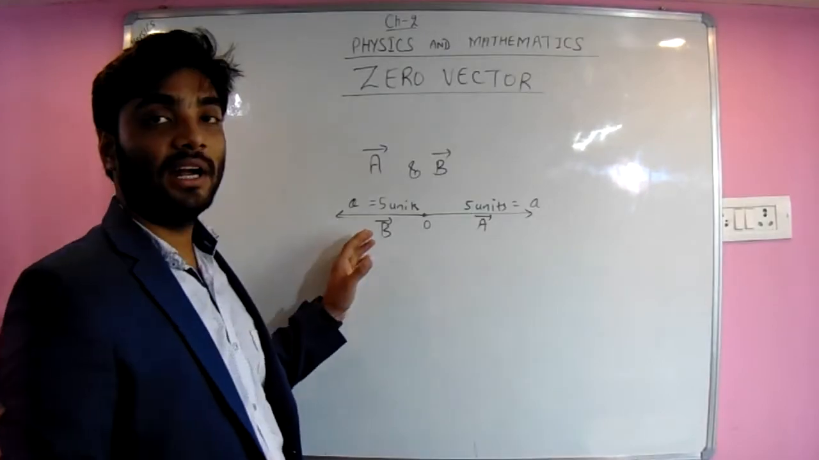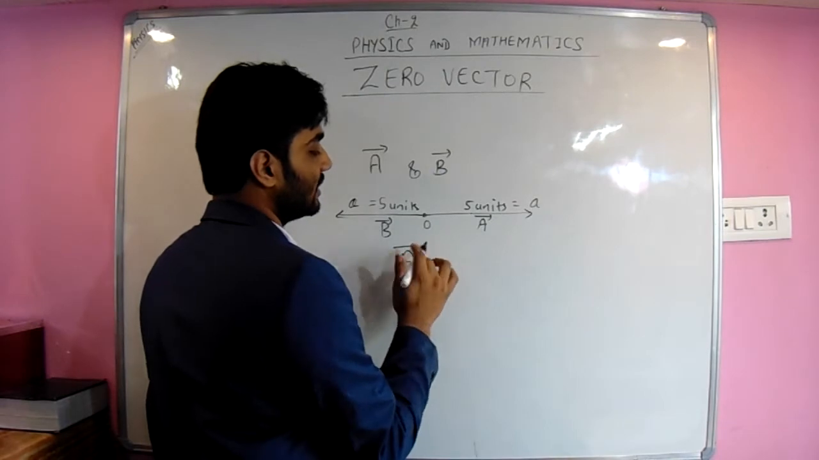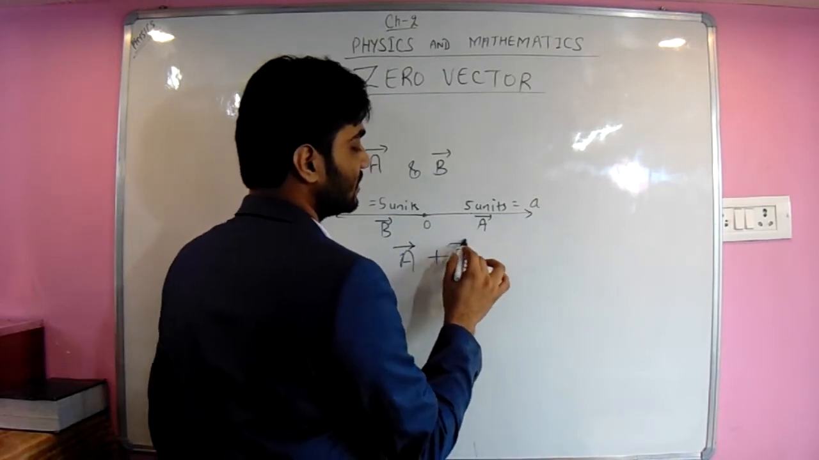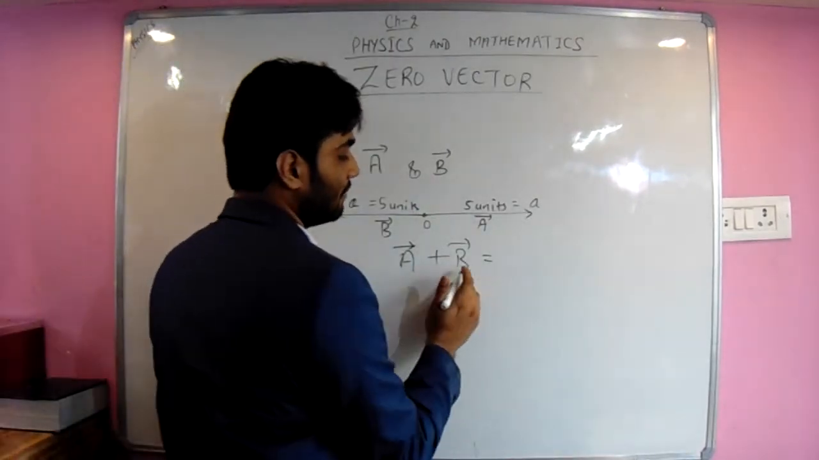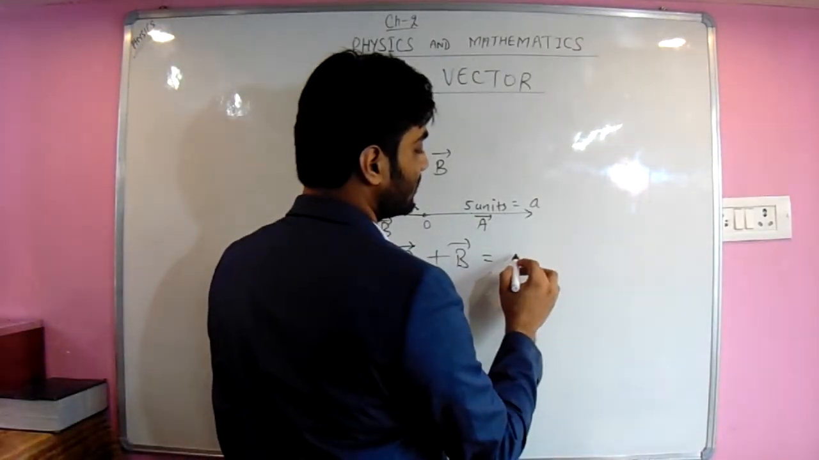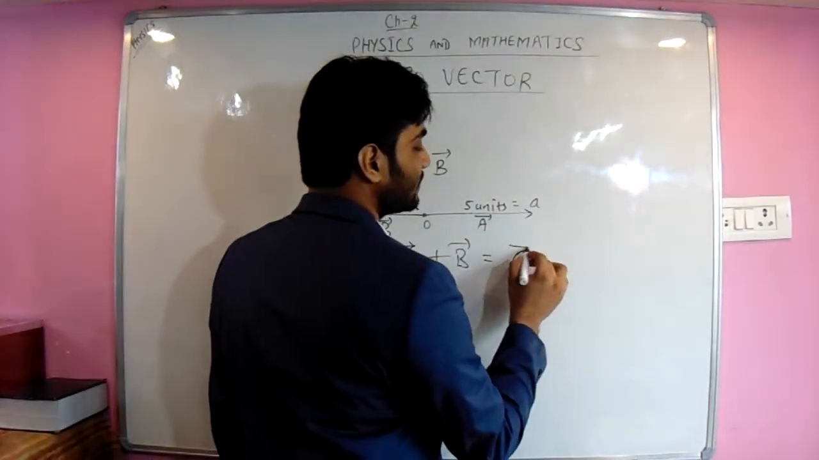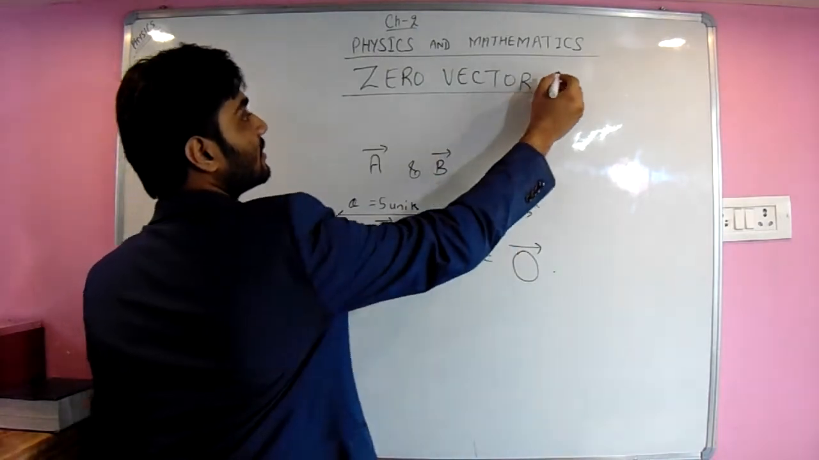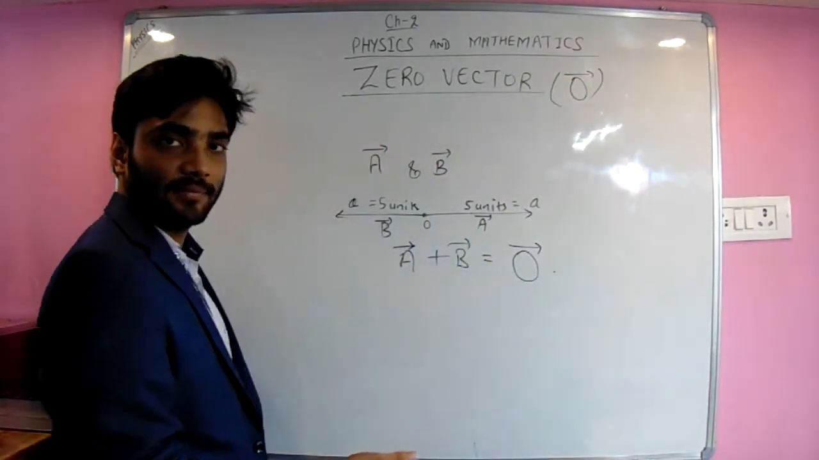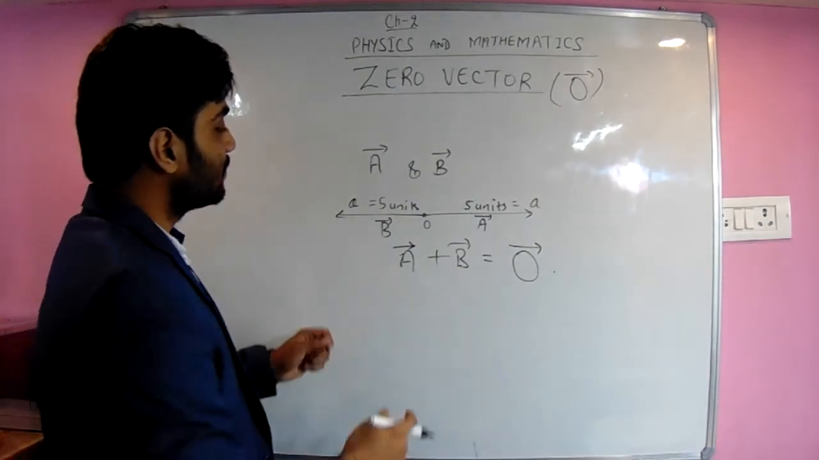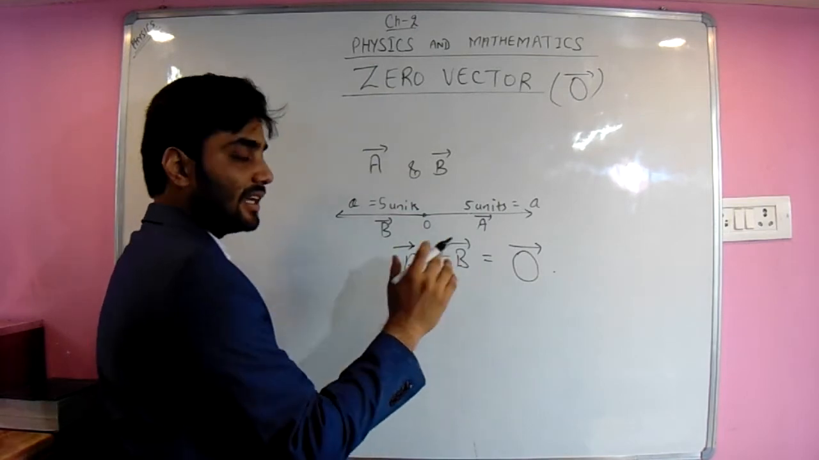What if we add these vectors, not magnitude only? If we add these vectors, vector A and vector B, what does it give? It gives nothing but a zero vector. This is called the zero vector. So how and why? It is possible due to the opposite direction. B is in the direction opposite to A.